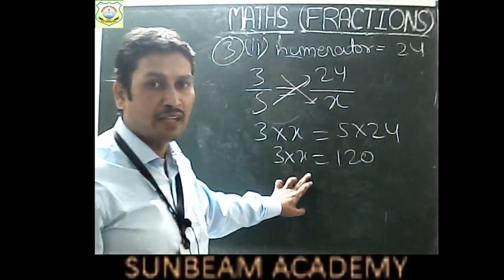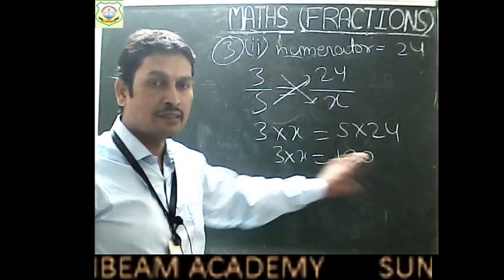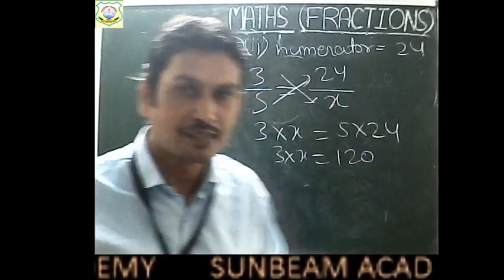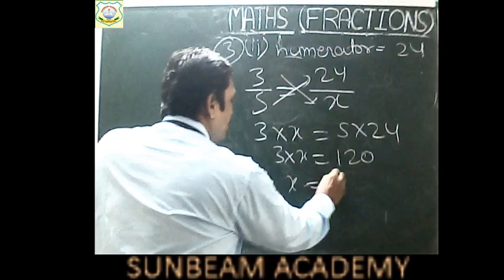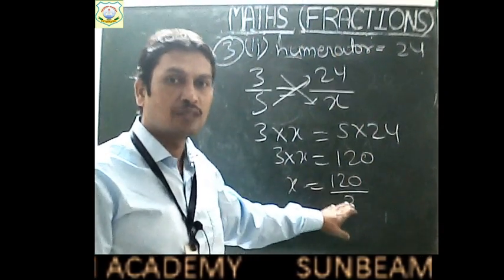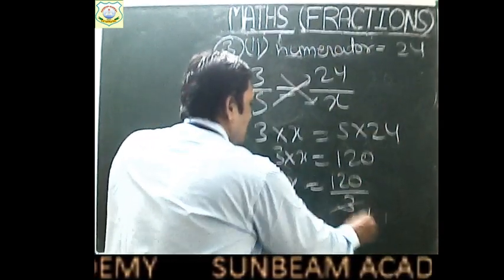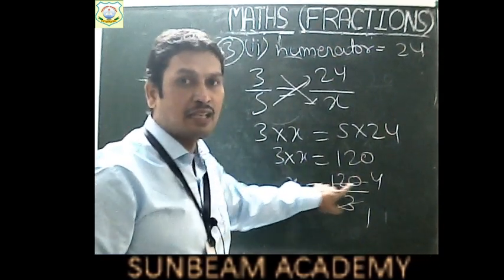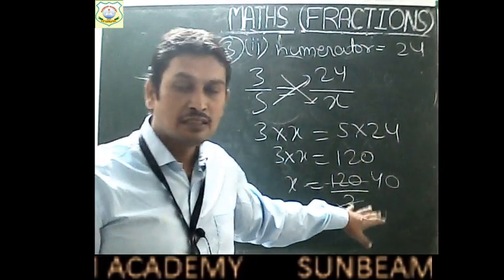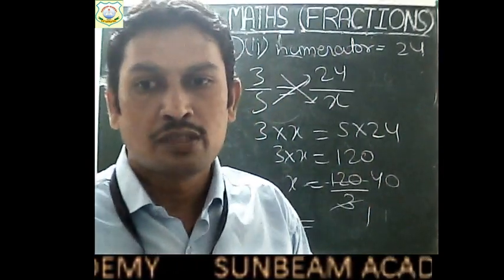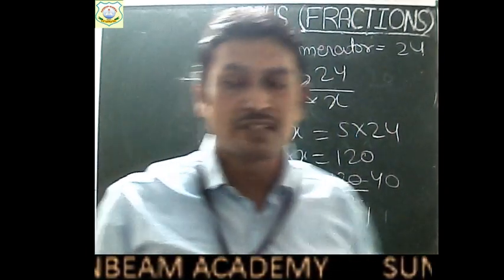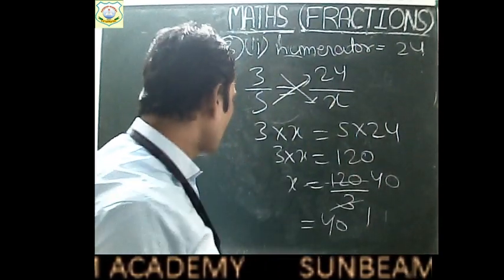So 3 into x equals 120. Now to find the value of x, we will transpose 3 to the other side. On transposing, this multiplication will convert into division, right, children? So x will be equal to 120 divided by 3. So 3 will go downward. Now 3 ones are 3, 3 fours are 12, children, and 0 comes. So what do we get? 40 by 1. By 1 is not written, so we will write only 40. So what is the answer, children? 40. In this way, children, you can solve this question.